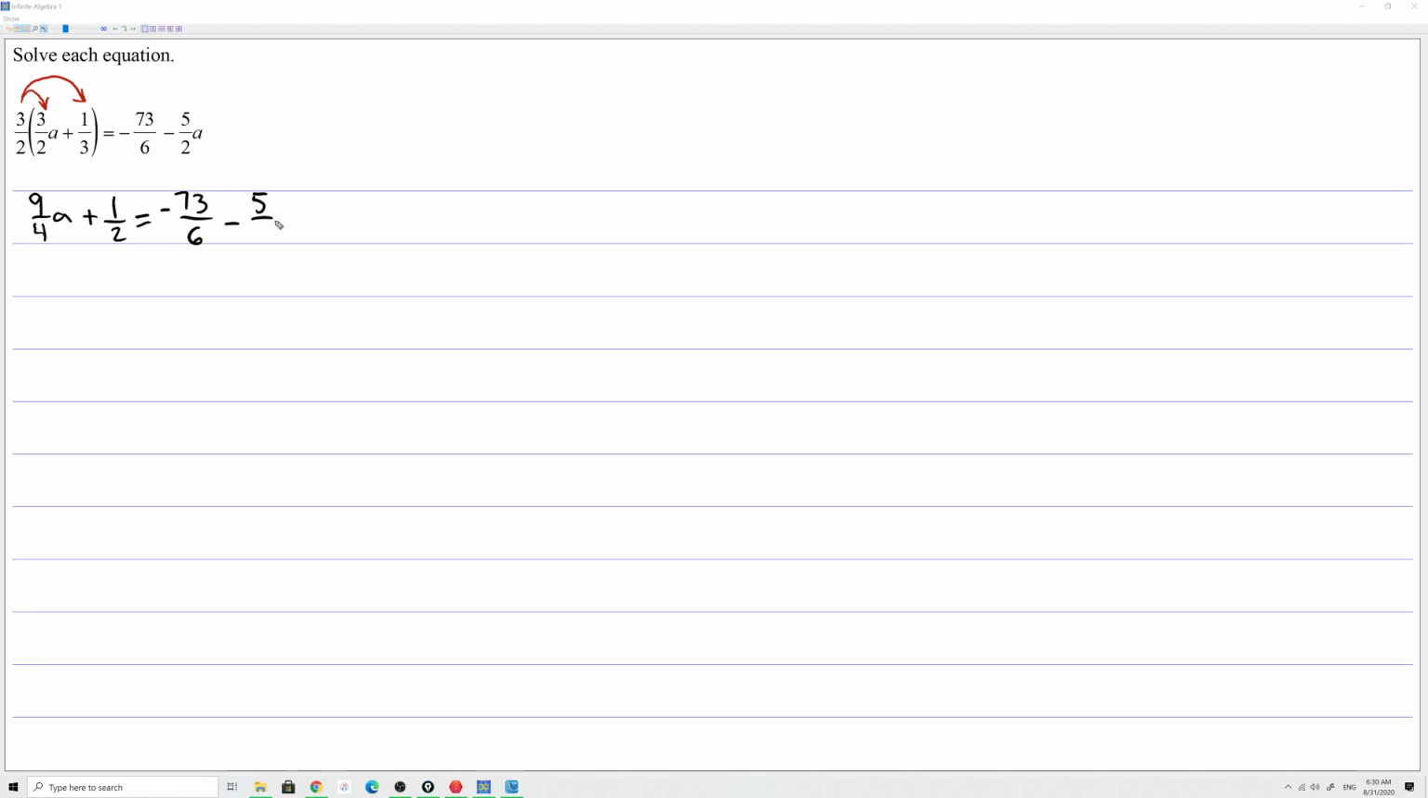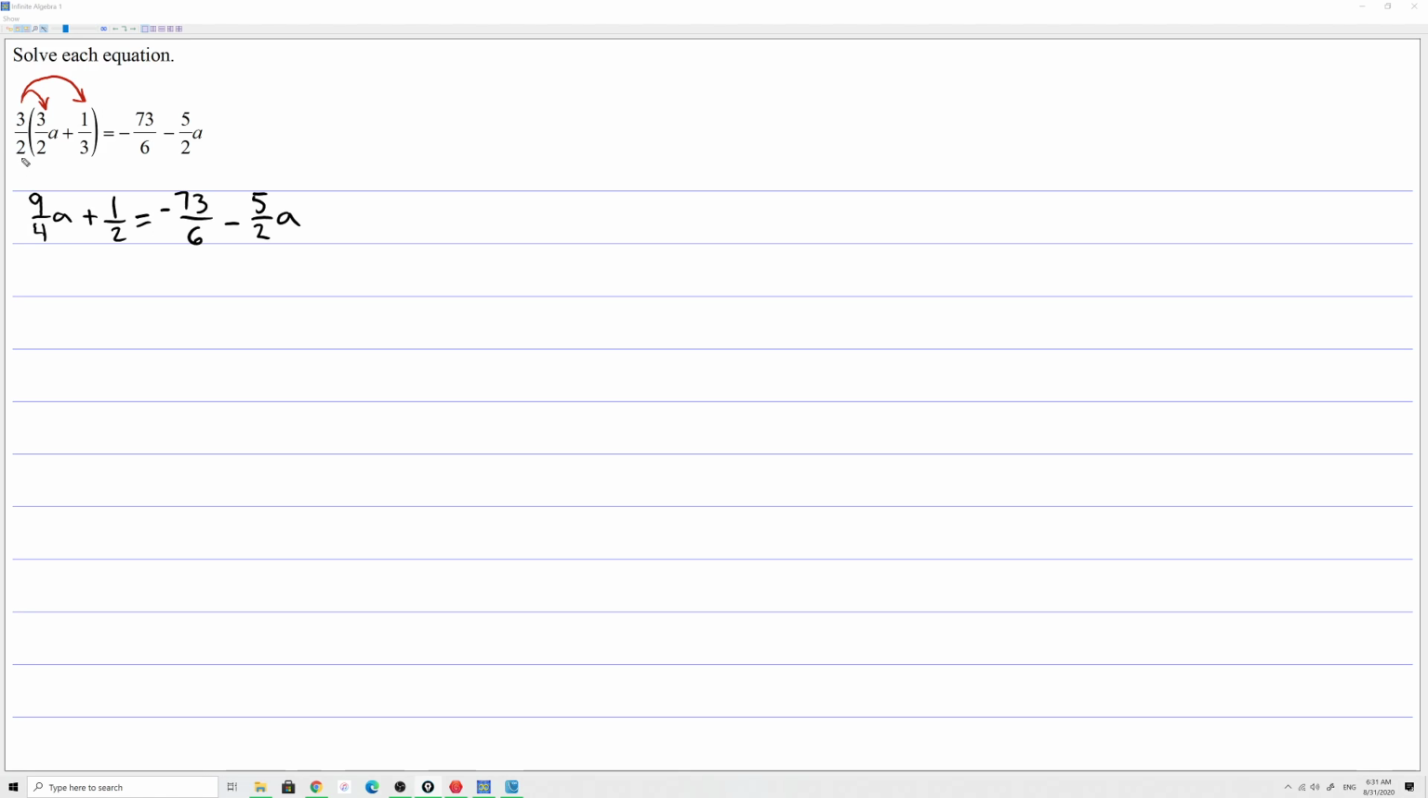Now, for the second step, I don't like the fact that there's all of these fractions. I don't like fractions any more than you do. So rather than just approaching this like a normal equation and moving things from one side to the other in order to get the variable by itself, what I would like to do is make all of the fractions go away. And I can do that if I multiply by the LCM, the least common multiple, of all of the denominators.